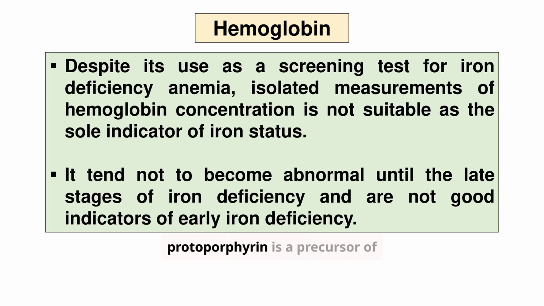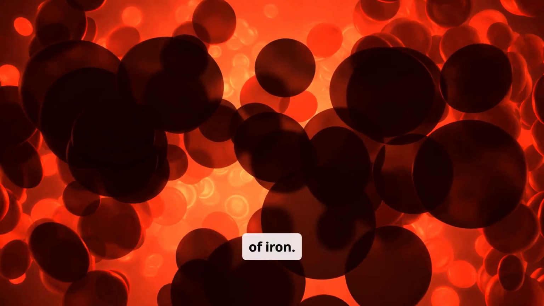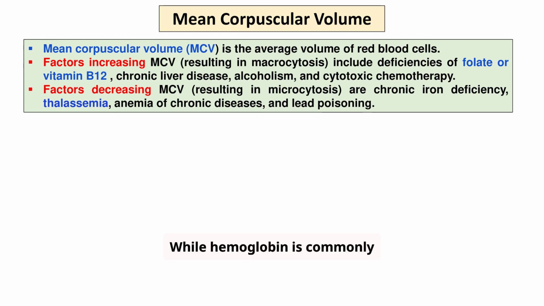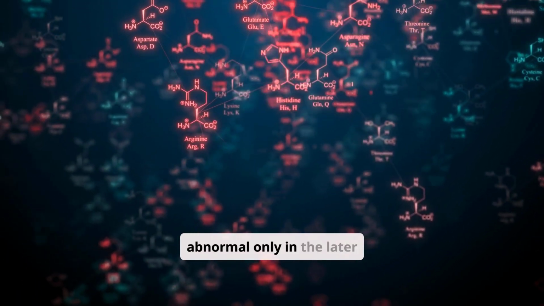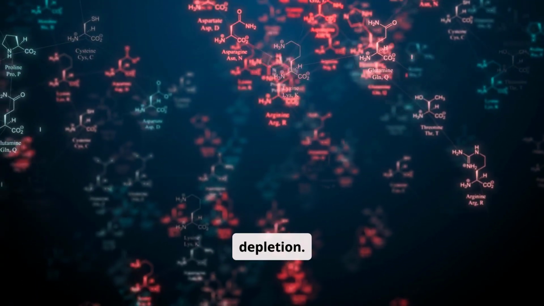Erythrocyte protoporphyrin is a precursor of heme that accumulates in red blood cells when iron is deficient. Elevated levels indicate that the body is unable to produce sufficient heme due to lack of iron. While hemoglobin is commonly used to screen for iron deficiency anemia, it's not a reliable indicator of early iron deficiency. Hemoglobin levels tend to become abnormal only in the later stages of iron depletion.